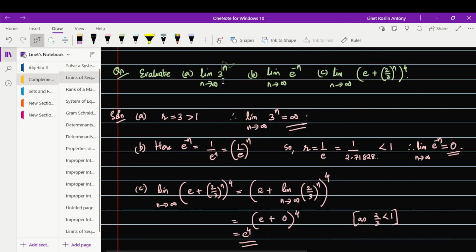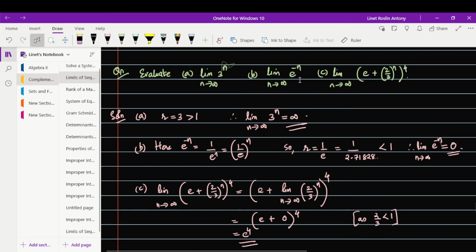And let's evaluate some limits using this theorem, the limits of powers. Evaluate: A, limit n tends to infinity 3 raised to n; B, limit n tends to infinity e raised to minus n; C, limit n tends to infinity (e + 2 by 3 raised to n) the whole raised to 4. Okay. So first question A, here r is taken to be 3 and 3 is strictly greater than 1. So using the limits of powers, the theorem we just mentioned, we get limit n tends to infinity 3 raised to n is equal to infinity.